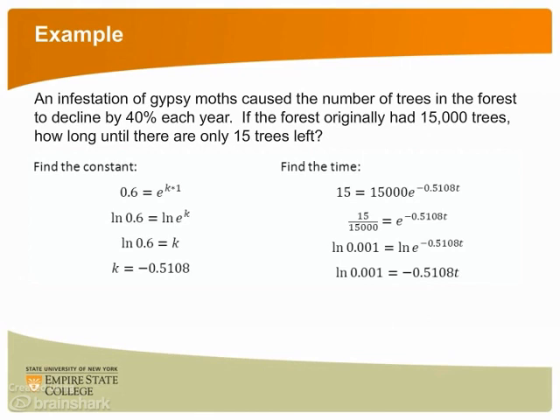We have the natural logarithm of 0.001 equal to negative 0.5108 t. Divide both sides of the equation by the decimal amount. We find that t is equal to the natural logarithm of 0.001 divided by negative 0.5108. Using a calculator, this amount is approximately equal to 13.5 years.